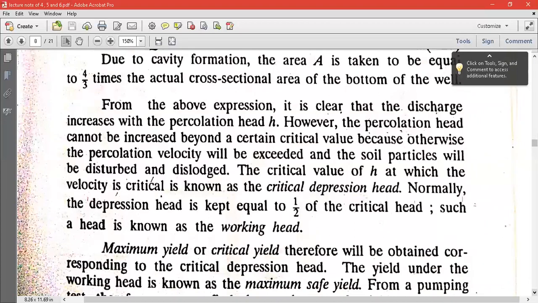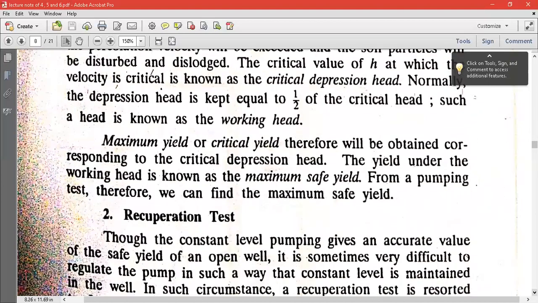And what is the critical head? It is the critical depression head up to which we can go, beyond which the velocity will be exceeded and the soil particles will be disturbed and dislodged. So the maximum yield or critical yield will correspond to the critical depression, and that will be the maximum yield. The working yield will be considered at half of the critical head. The yield under the working head is known as the maximum safe yield, which corresponds to half of the critical depression head. Matter is very clear. So from a pumping test, we can find the maximum safe yield.